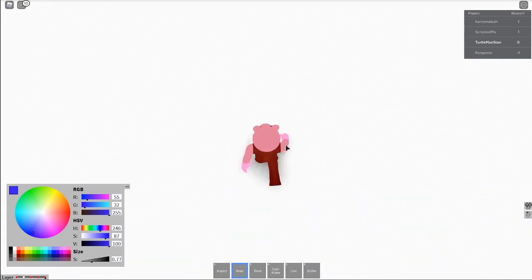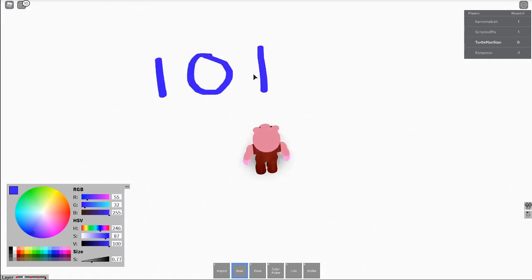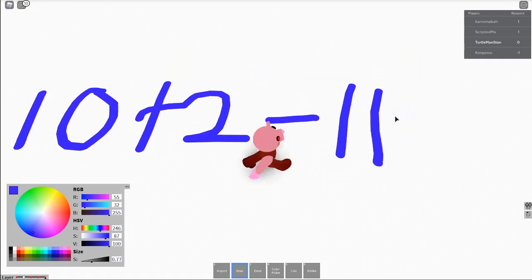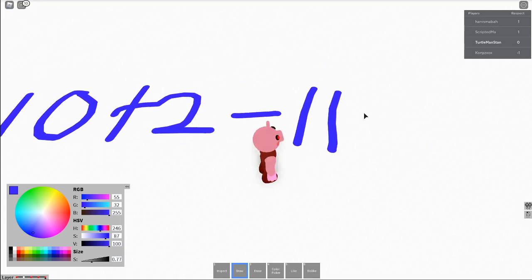So here's the final warm-up one until we get to the hard stuff. So 10 plus 2 minus 11. What do you think this equals? Great, it's 1.